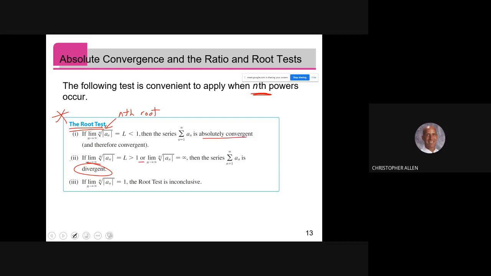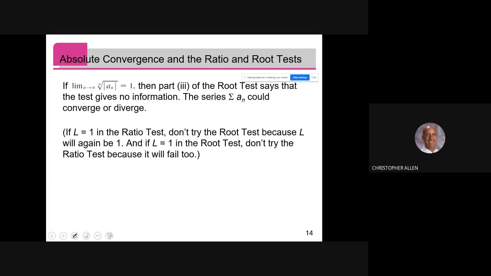And finally, part 3, if the limit of the nth root is equal to 1, guess what? Inconclusive. It almost feels like the same thing as the ratio test. The difference is we're not doing the ratio, we are doing the nth root. So, again, in part 3, the root test says that the test gives no information if that limit's 1. This series, sum of a sub n, could be convergent or divergent.